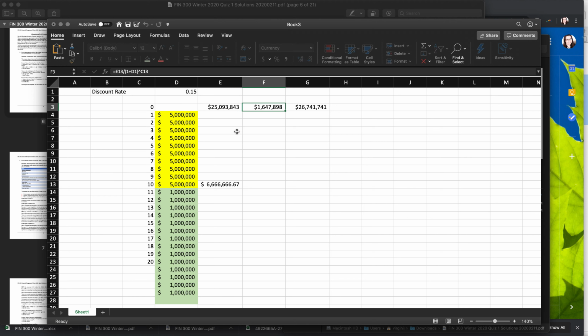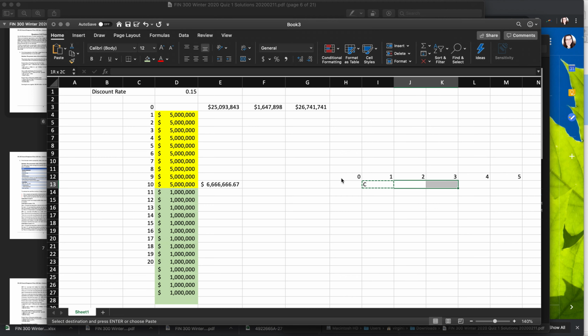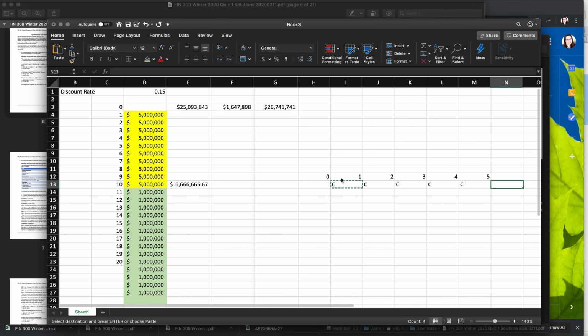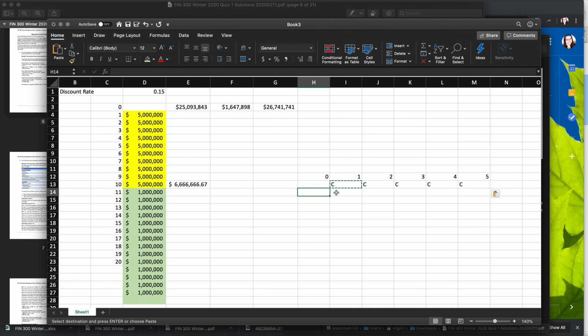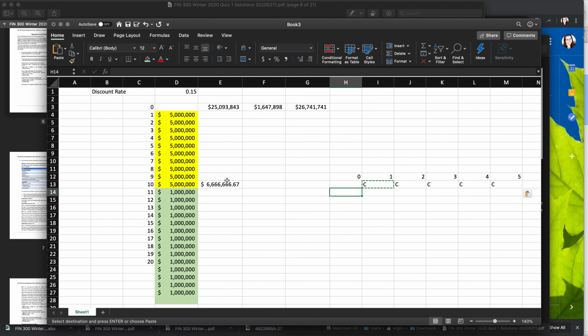Then this is a perpetuity, and since it starts in time period 11, your present value is going to be in time period 10, because remember we have the 0, 1, 2, 3, 4. This is a C, and it goes on forever. The perpetuity value is just going to be C over R. We discounted that back, so this is the annuity, and this is the perpetuity.